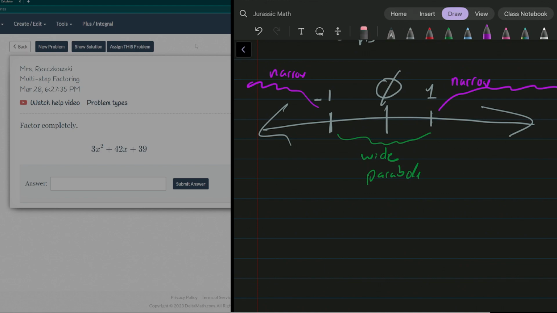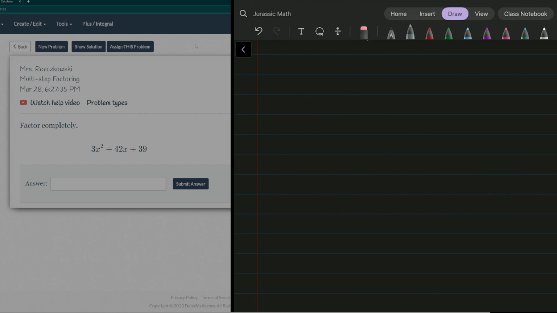And finally, multi-step factoring. So this is going to be what I consider to be the hardest part of this. You have to remember to look at all three things and be like, okay, do they share anything in common? Well, in this one, I know they share a 3 in common, so my answer is going to have a 3, then a parentheses, parentheses, and parentheses.